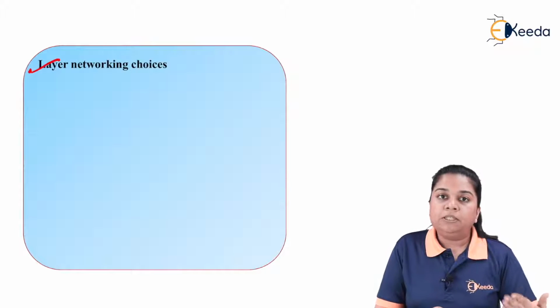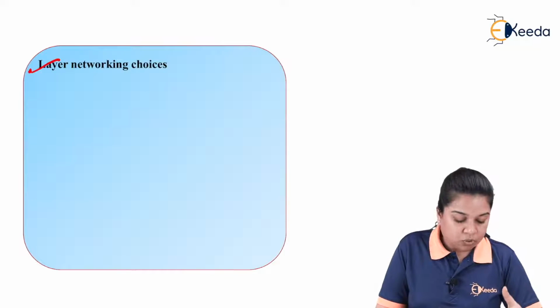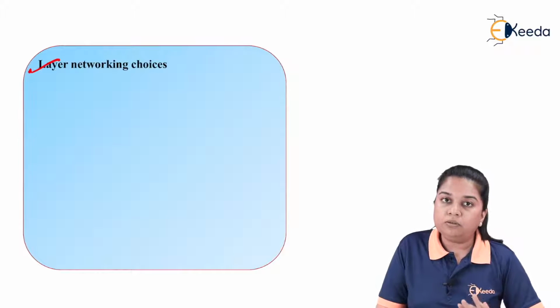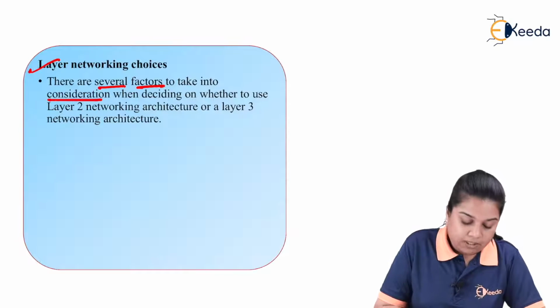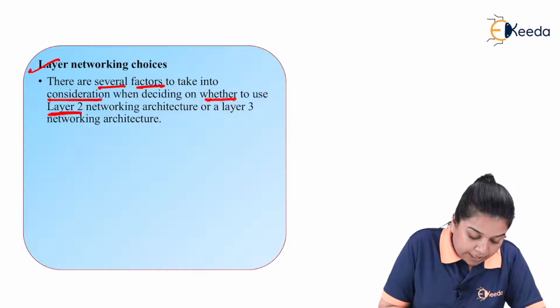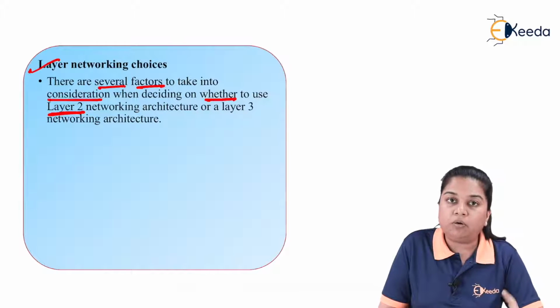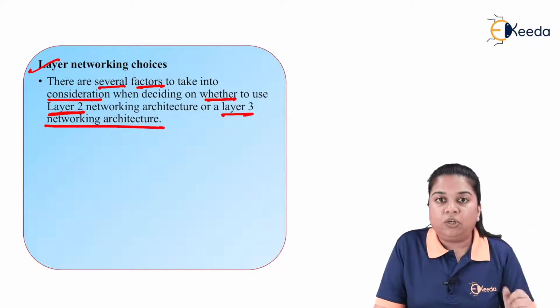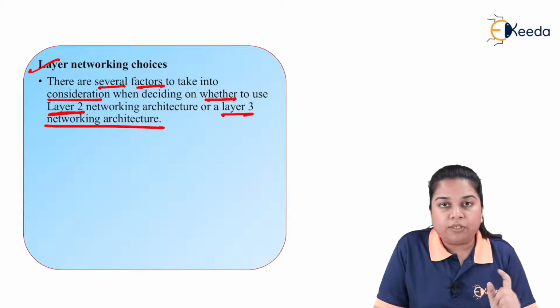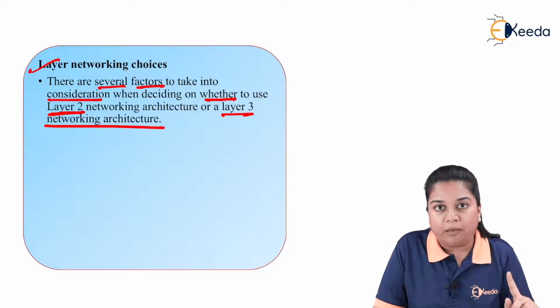Now comes layering networking choices, or layer networking choices. There are several factors to take into consideration when deciding on whether to use layer 2 networking architecture or layer 3 networking architecture. L2 architecture and L3 architecture are mentioned in the cloud diagram or the block diagram of the architecture.